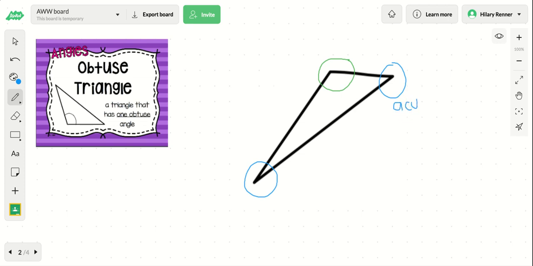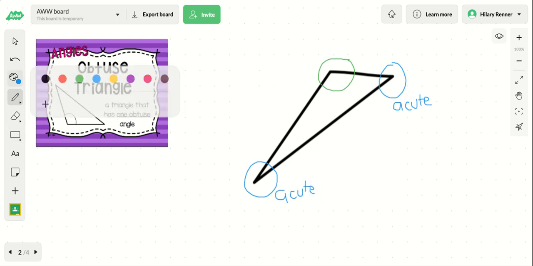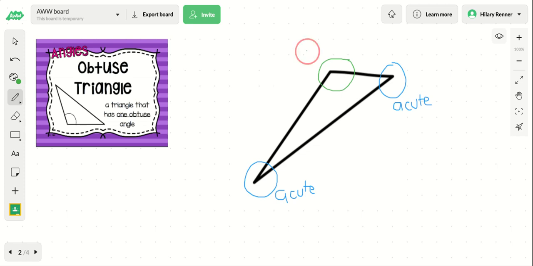So you can see this one and this one are both acute angles. I'll label those so you can see them, because on the lesson you will be practicing identifying the types of angles on each triangle. So these are acute. And then this big one we know over here is our obtuse angle. And if you have a triangle with an obtuse angle, we know that it is considered an obtuse triangle.